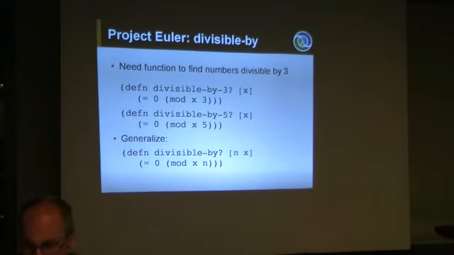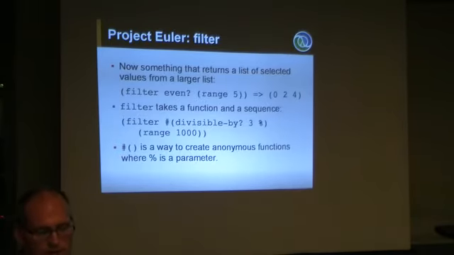So now I've got something that can get 1,000 numbers, and I've got something that can decide if any one of those numbers is divisible by either 3 or 5 or anything that I want, as long as I supply it with an n. So the next thing I need is something that will go through that entire list and pick out the ones that are divisible by 3 and that are divisible by 5. The function I need for that is called filter.